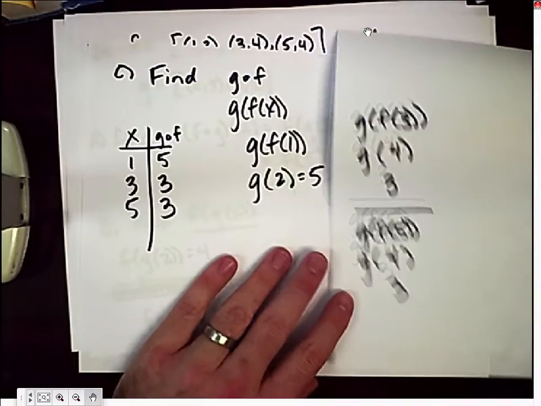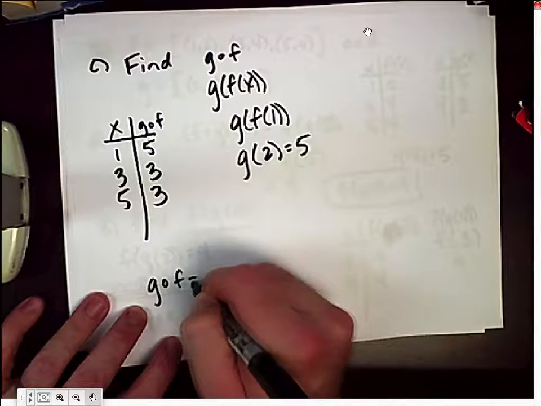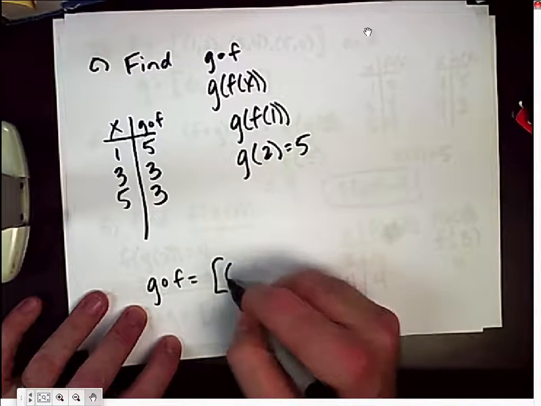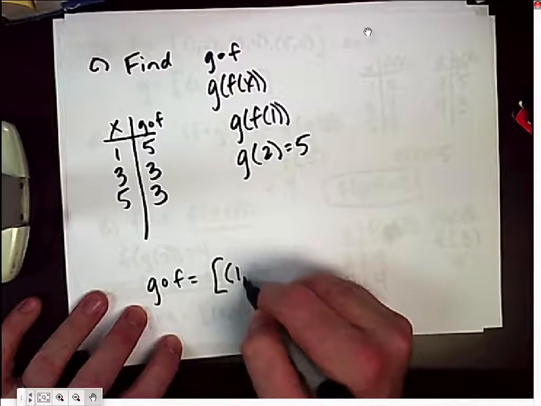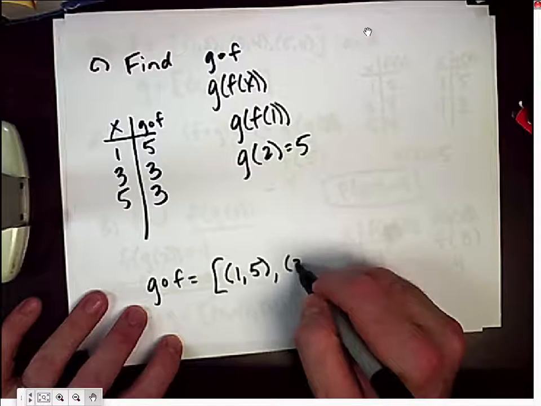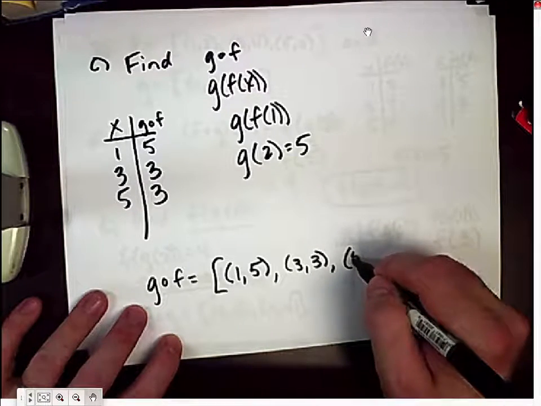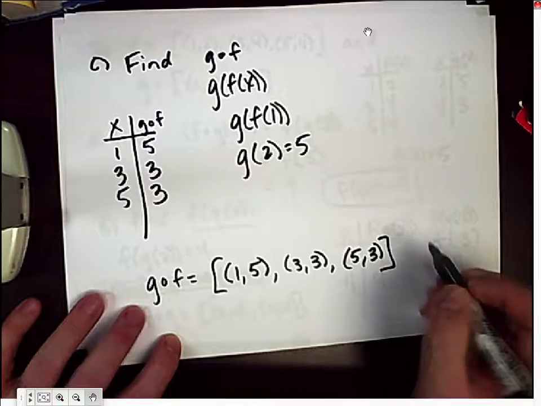Therefore, if you're supposed to list g circle f, it is 3 ordered pairs. When the original input was 1, the final output was 5. When the original input was 3, the final output was 3. When the original input was 5, the final output was 3. That's your answer.